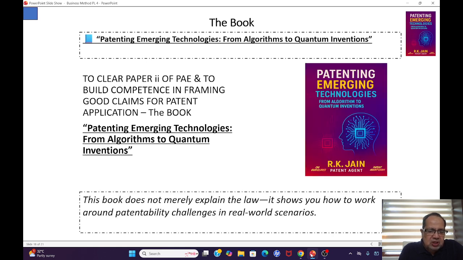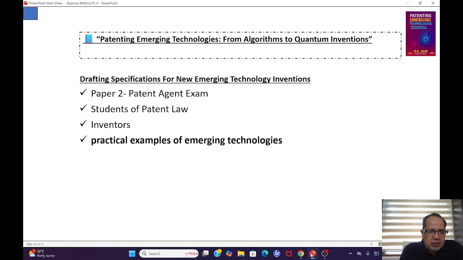This book does not merely explain the law. It shows you how to work on patentability challenges in real world scenarios. For example, in the last few slides, we have transformed a non-patentable business method invention claim into a potentially patentable claim. So, through this book, you can refer to many examples so as to clearly determine the deficiency in the claim and the methodology or technique to transform that non-patentable claim into a potentially patentable claim.